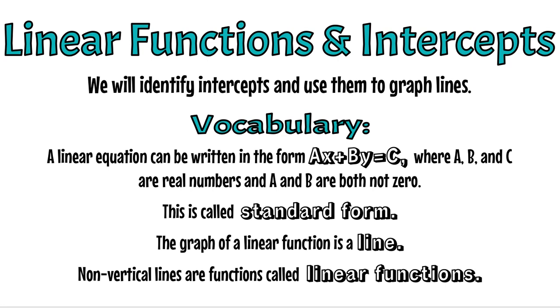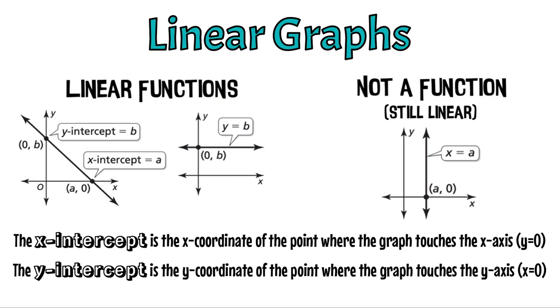The graph of a linear function is a line, and non-vertical lines are functions called linear functions. Not all linear graphs are linear functions because not all lines are functions. So if we look at these examples on the left, we see that anywhere we were to draw a vertical line, this line passes the vertical line test, which means it is a function. Similarly, this line also passes the vertical line test.